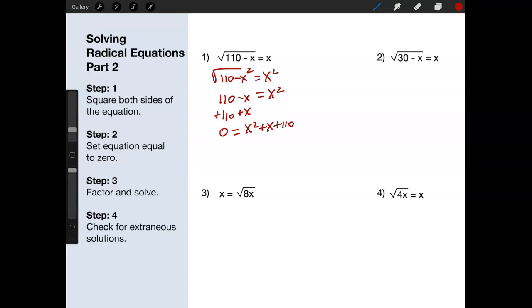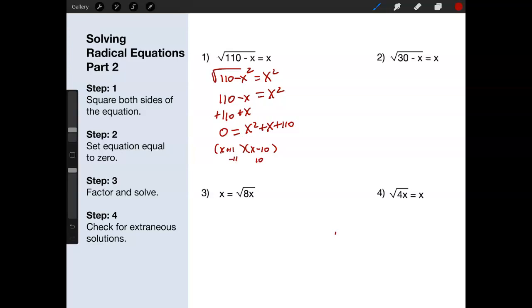Now we need to factor. We have x, and the multiples of 110, and when combined equal positive 1, would be x plus 11 and x minus 10. The solutions here being negative 11 and positive 10.